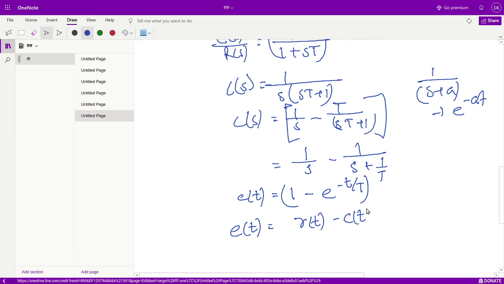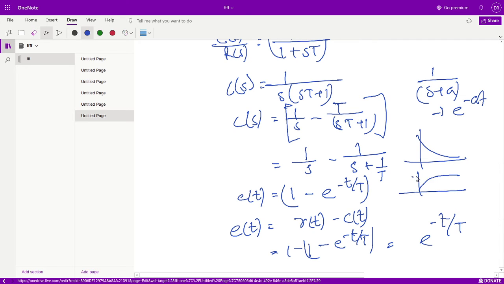Okay, so now 1 minus e to the power minus t by t, so this error signal is basically e to the power minus t by t. So it looked like that. And what is the output response? It looks like that. This is the transient nature, so after some time the output is constant. Before it becomes constant, this is the transient nature, and after it reaches steady state, this is known as the steady state nature of the first order system.